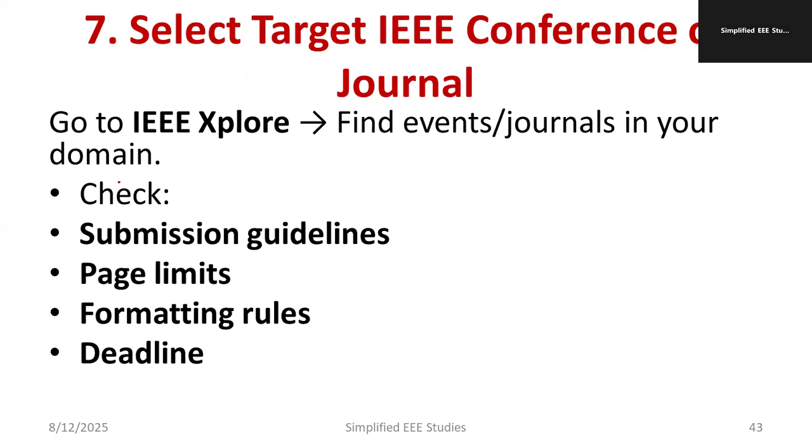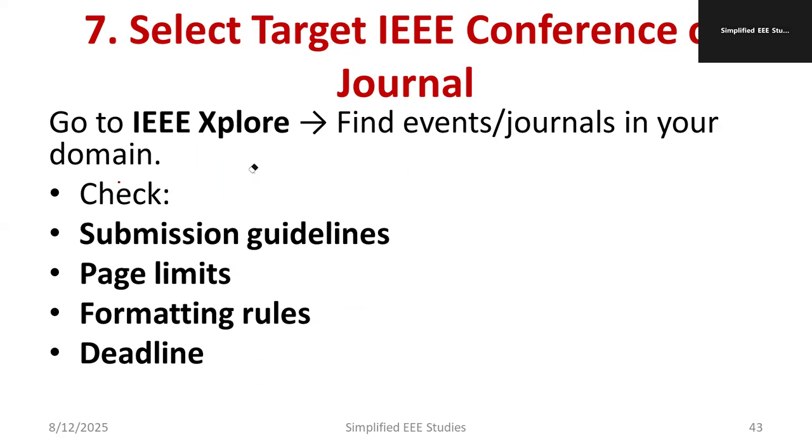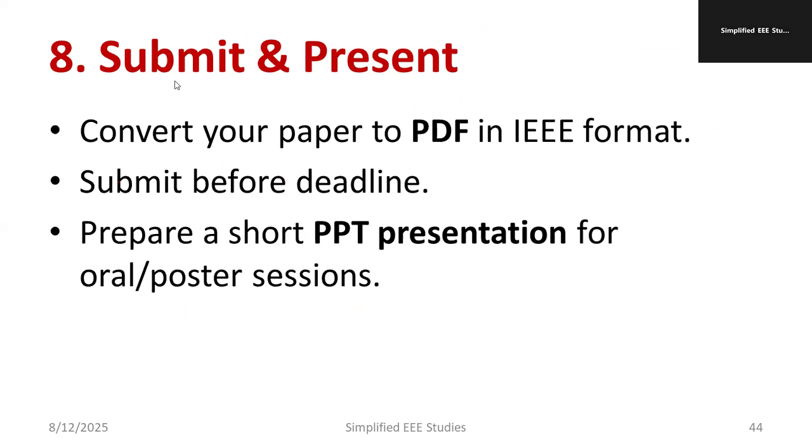Then select the target IEEE conference or journal. We can go to IEEE Xplore. Find the events or journals in your domain. Please go and check. Read the checklist and submission guidelines properly. Take care of the page limit, formatting rules and the deadline, because you should submit the paper within the stipulated time. Otherwise, your paper will be liable to be rejected. It is going to be rejected.